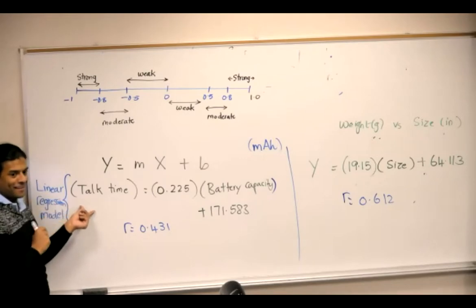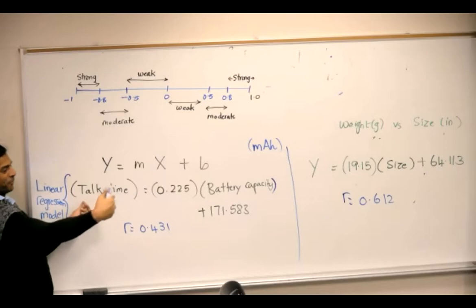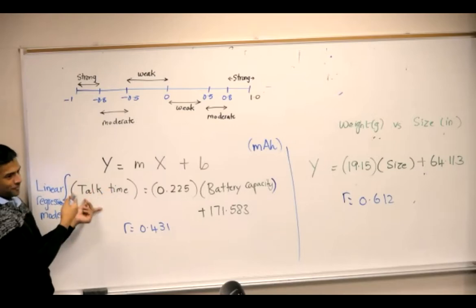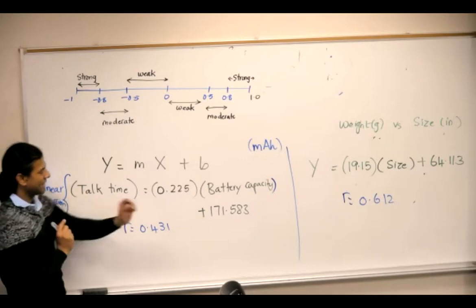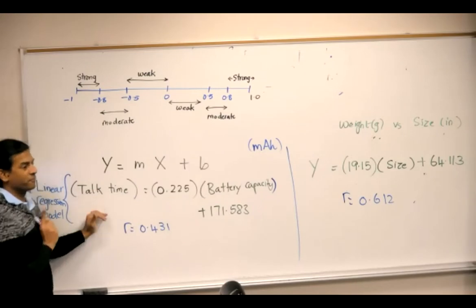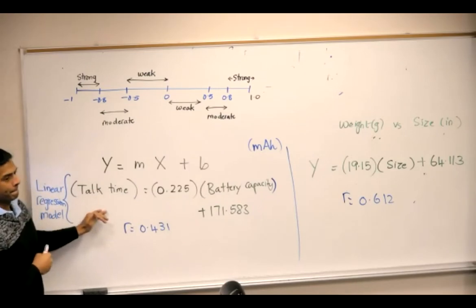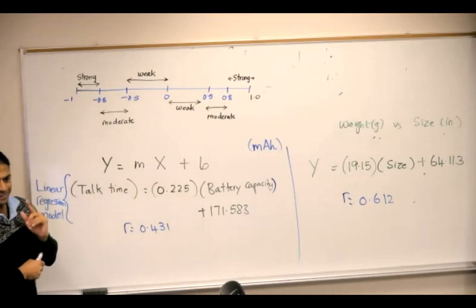What is that? Hector pointed right here. So what did he point out? So for every unit increase in battery capacity, the talk time will increase by what amount? 0.225. Does that make sense?